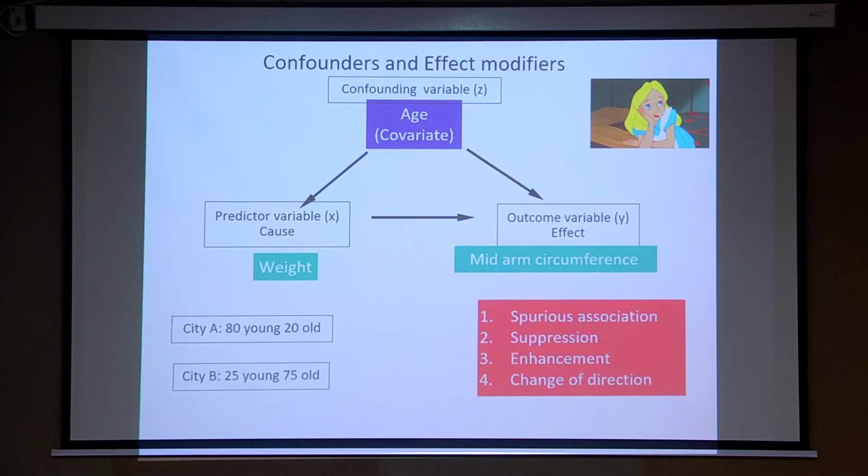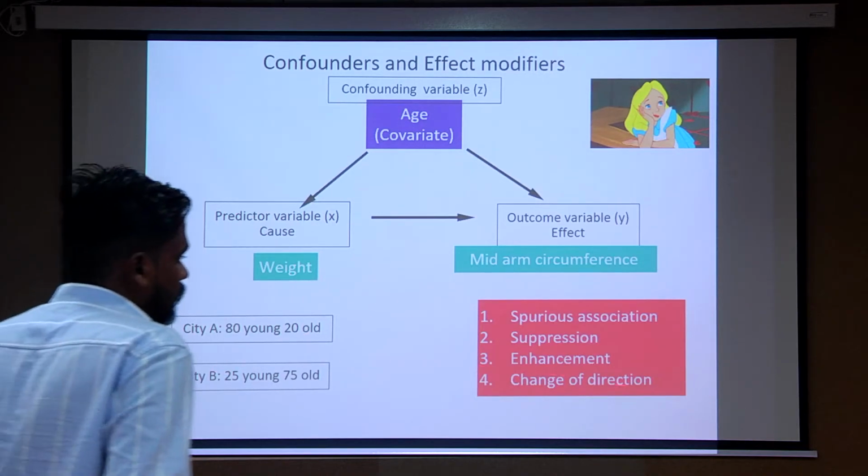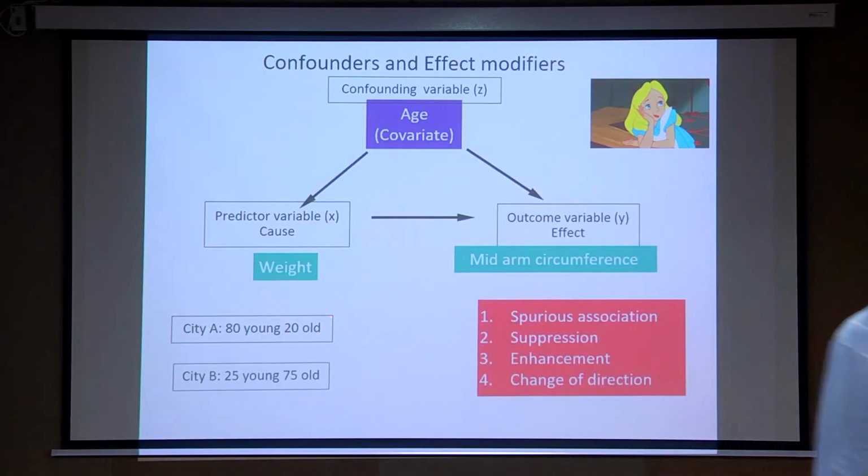So here also, see here, city A, you are taking 80 young persons and 20 old. In city B, 25 young and 75 old. In city A, because the young persons are more, mid-arm circumference may be more. So you will wrongly conclude that city A is nutritionally well balanced and all of them are very happy. But actually it may be wrong.